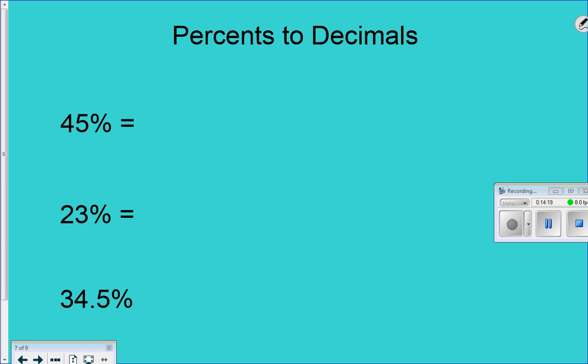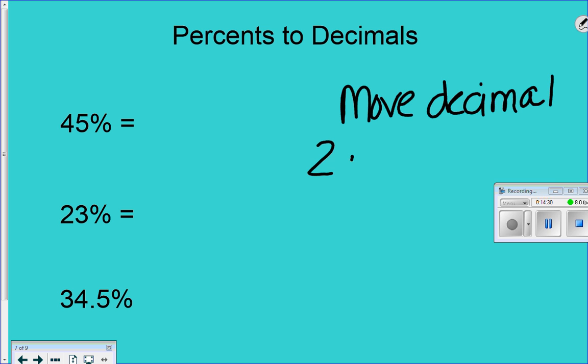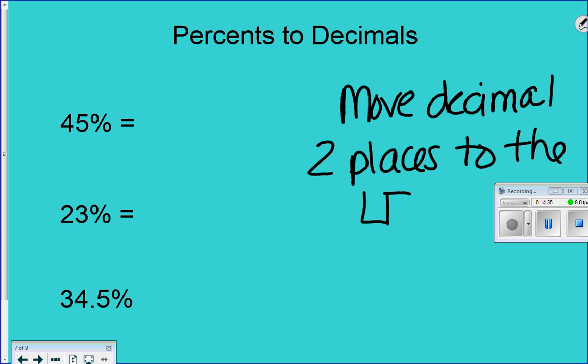So percents to decimals. What you're going to do, you're going to move the decimal 2 places to the left. That's how you're going to change percents to decimals.